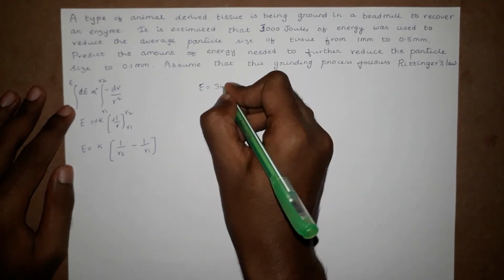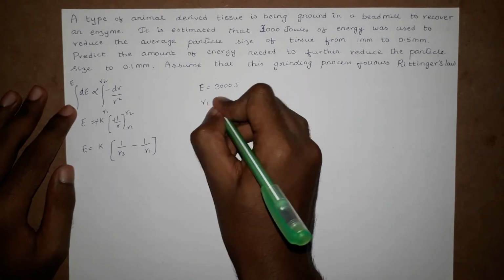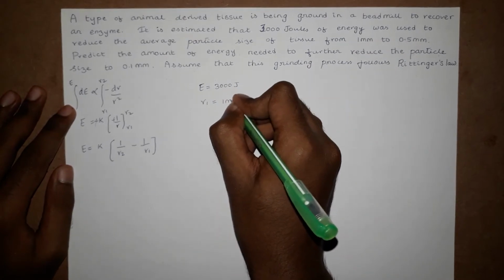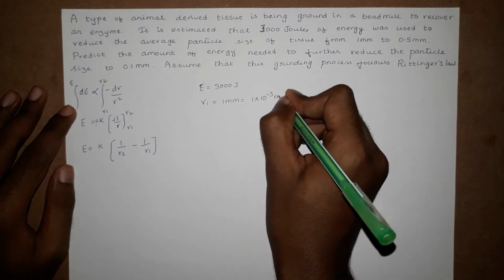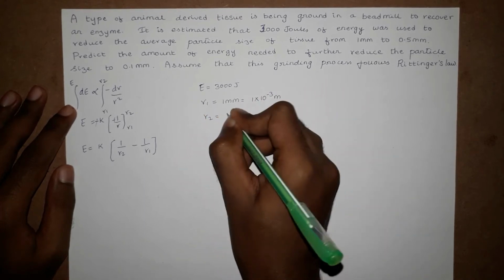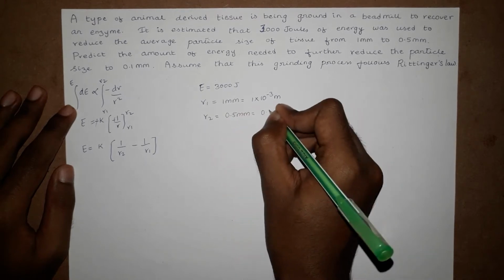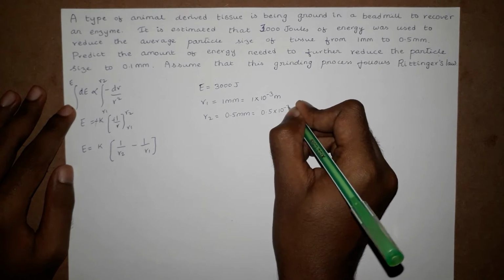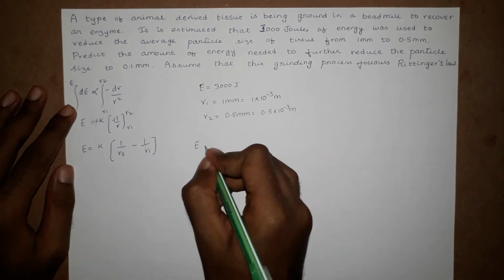E is equal to 3000 joule, R1 is 1 mm, which is 1 into 10 raised to the power negative 3 meter, R2 is 0.5 mm, which is equal to 0.5 into 10 raised to the power negative 3 meter. Just substitute these values and get the value of K.